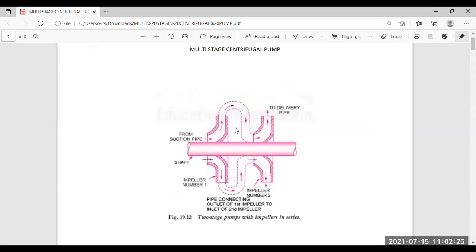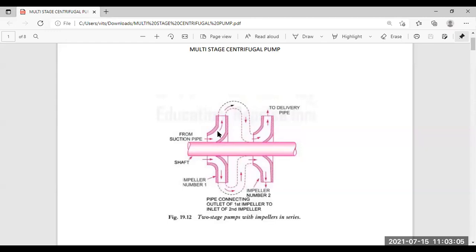Multi-stage centrifugal pump means more than one. Here there are two impellers mounted on the same shaft, as you can see in the figure. This is the shaft, this is impeller 1 and this is impeller 2. This type of configuration is known as a multi-stage centrifugal pump. This is a two-stage pump with impellers arranged in series. If a centrifugal pump consists of two or more impellers, the pump is called a multi-stage centrifugal pump.